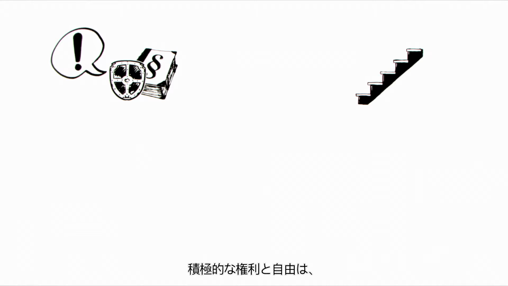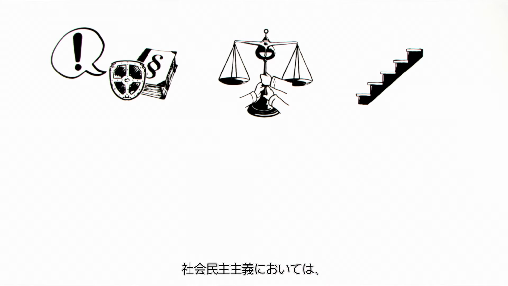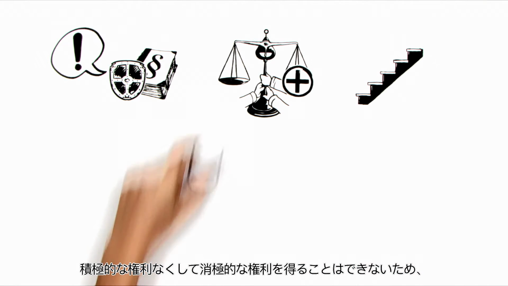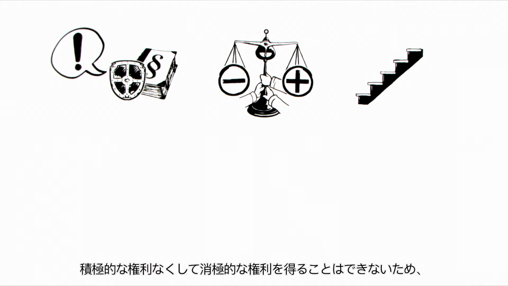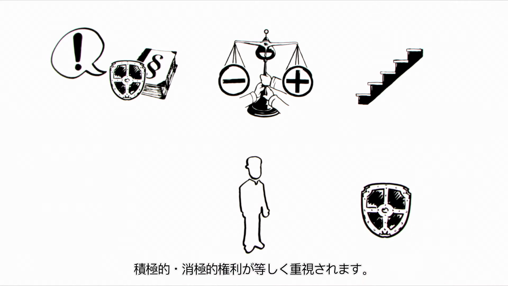Libertarian democracy requires negative rights and liberties to be given priority at all times. Positive rights and liberties are only assured when they do not impede negative ones. In social democracy, positive and negative rights and liberties are taken equally seriously, as without the positive rights, some people would also not have access to the negative ones.